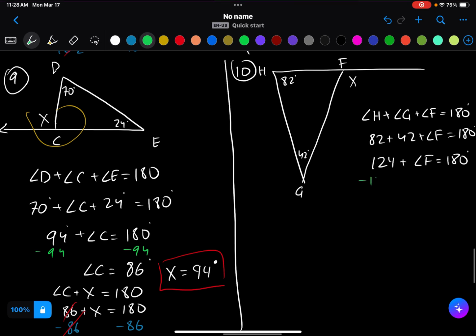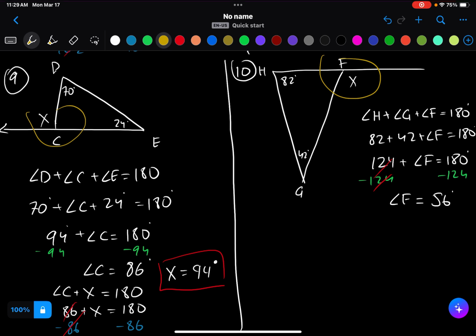Then I'm simply going to take off 124 degrees from both sides. So right over here, that's gone. So angle F is simply going to be 180 minus 124, and that is 56 degrees. All right, I found F, but I'm not done yet.